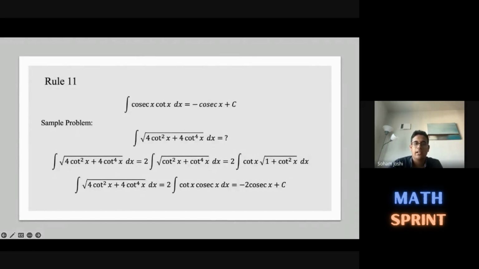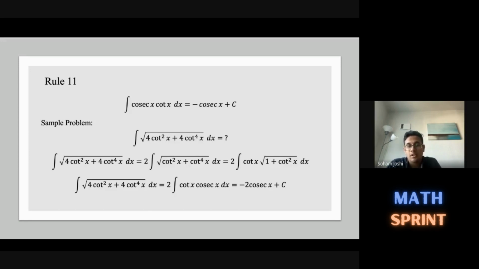Okay, rule 11. When we integrate cosec x times cot x with respect to x, we get minus cosec x plus c. A sample problem, let's do. We have to integrate the square root of 4 cot square x plus 4 cot to the power of 4x with respect to x. We can take the square root of 4 outside the integral because it's a constant, and we know the square root of 4 is equal to 2.